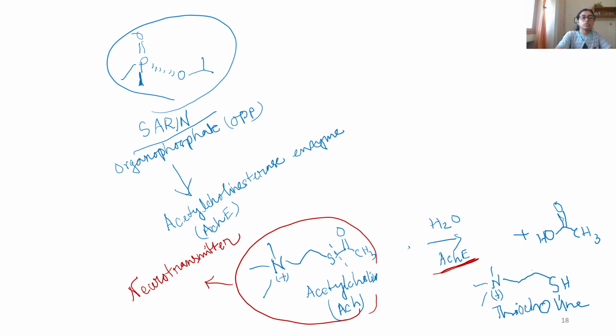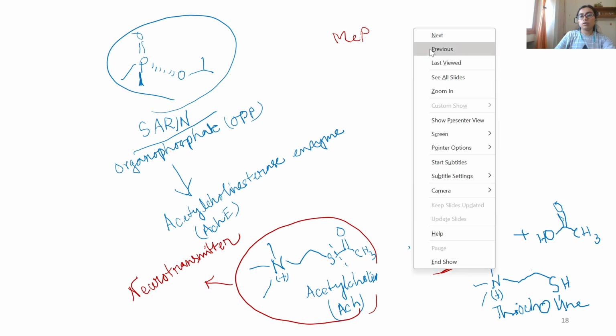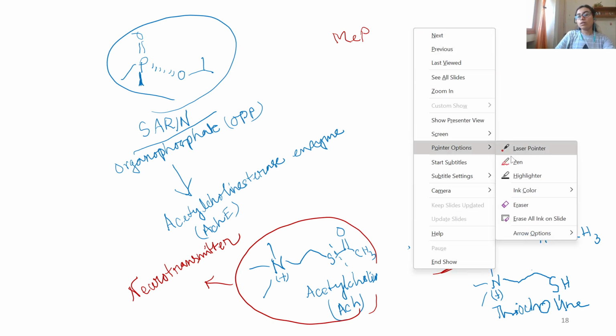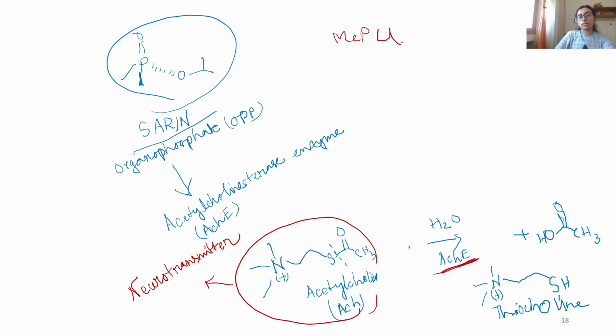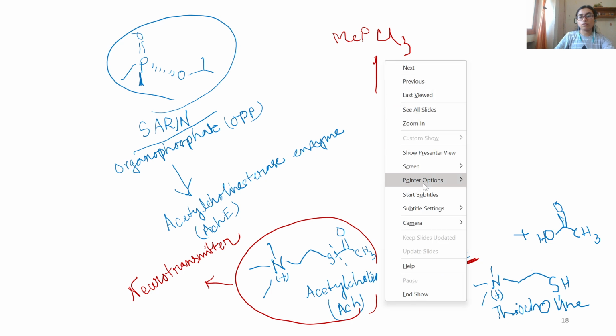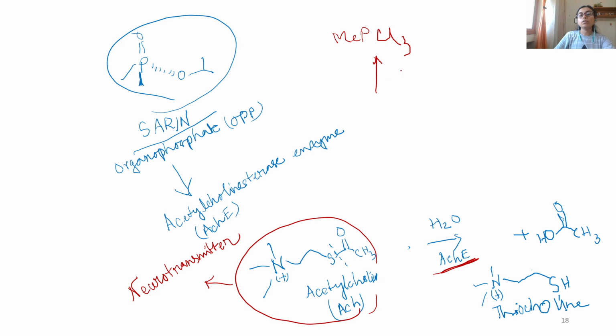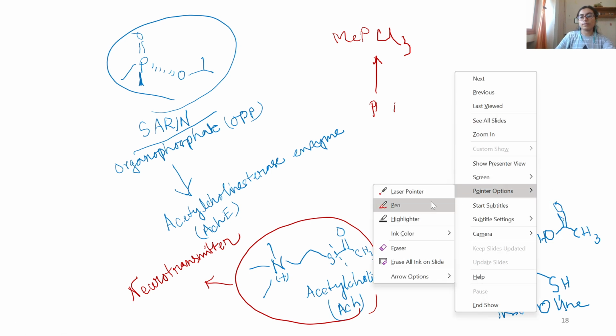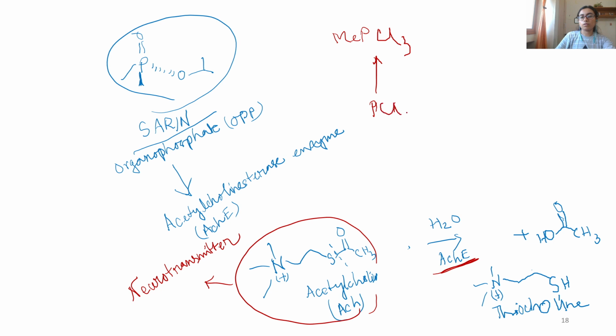So how will we produce this reagent? That is simple. We will take some phosphorus halogenated compound, like PCl3, we know. Okay, PCl3. But here we are taking MePCl2. How will we produce it? From PCl3, some Grignard reagent we can use, right?